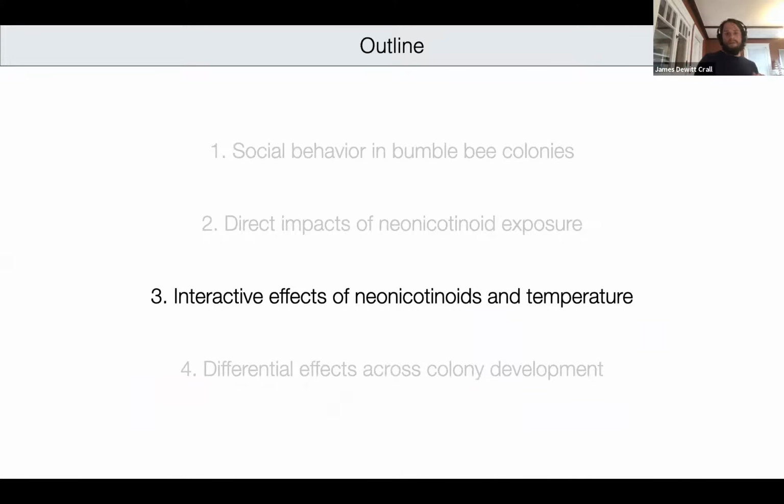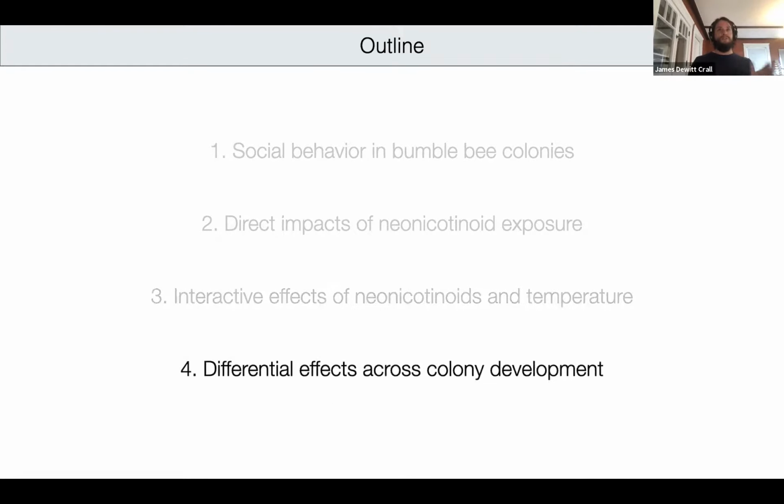The last thing I want to do, I don't know where I'm at on time, but okay, I'll try and spend just about 5 minutes telling you a little bit about the most recent work we've been doing, trying to look at how these effects might vary with colony development. So, differential effects across this colony life cycle.